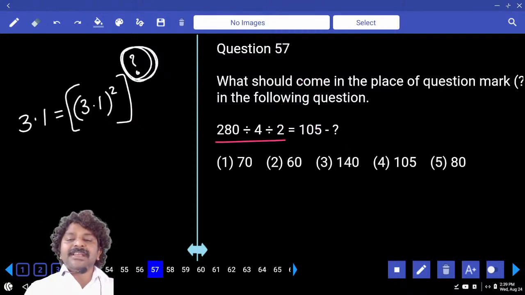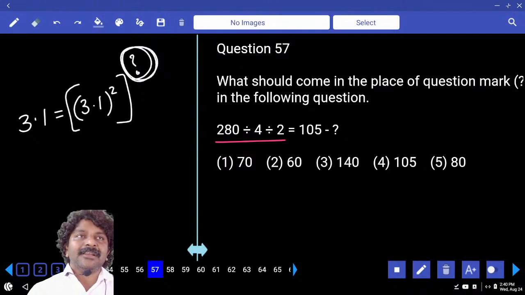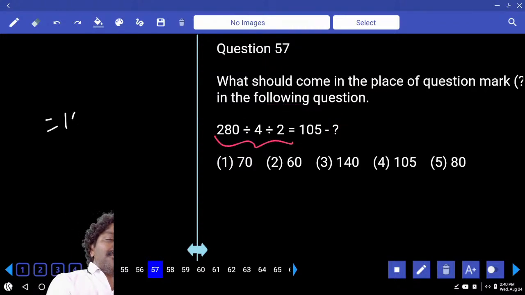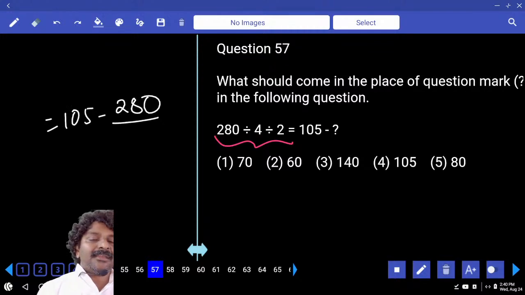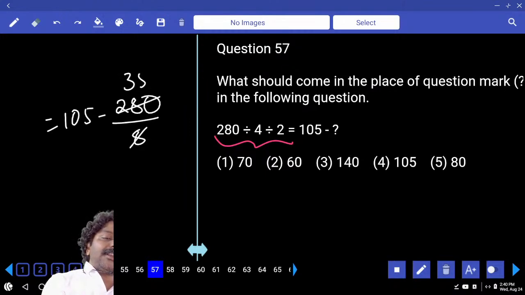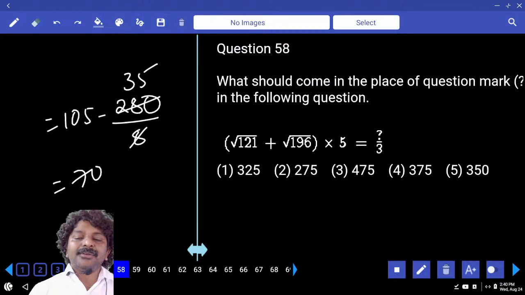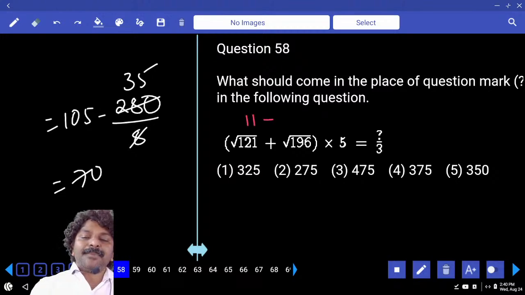When we have continuous division, the first number comes in the numerator, the remaining numbers come in the denominator. Minus x comes to the left hand side, the entire number goes to the right hand side and becomes 105 minus 280 by 4 into 2, 8. 8, 35 times, answer 70. Under root of 121, 11 plus under root of 196, 14. What is the sum?